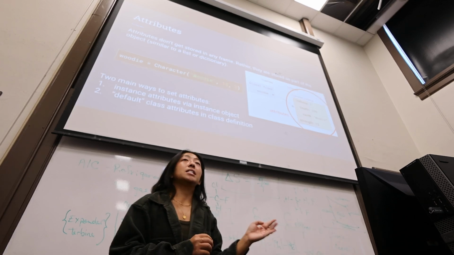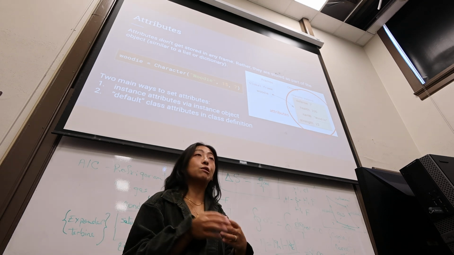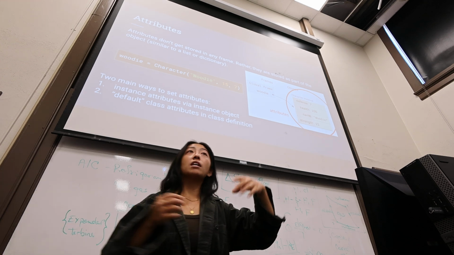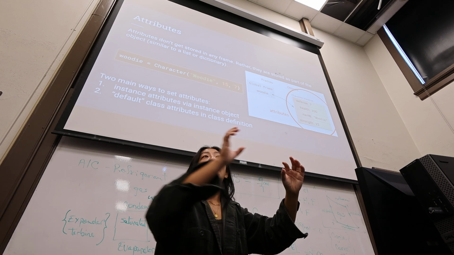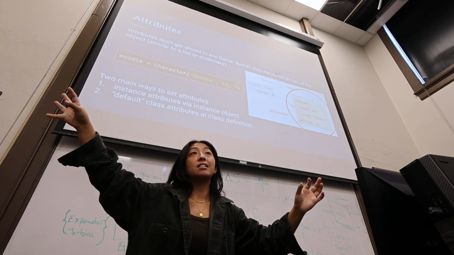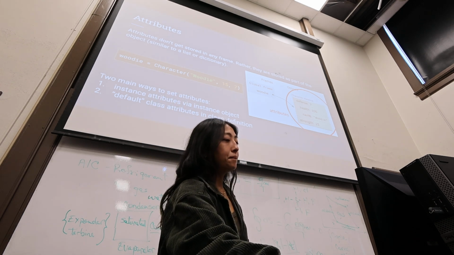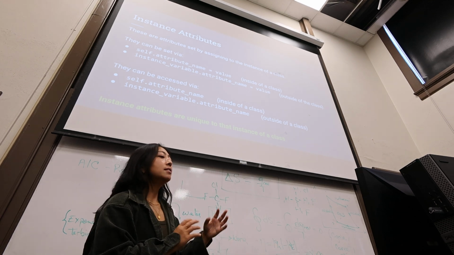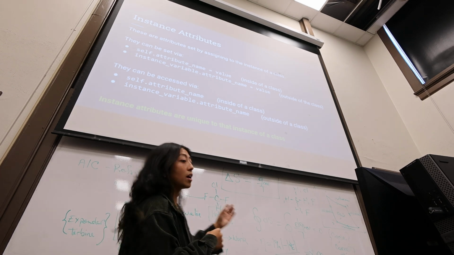And there are two ways to really set attributes. So there are two different kinds of attributes. There's instance attributes and then class attributes. And you can think of instance attributes as ones that are pertaining to its own instance, and then class attributes are shared amongst all the different objects or instances of the class. Okay, so let's talk about both of them. So instance attributes are set by assigning it to the instance of that class.